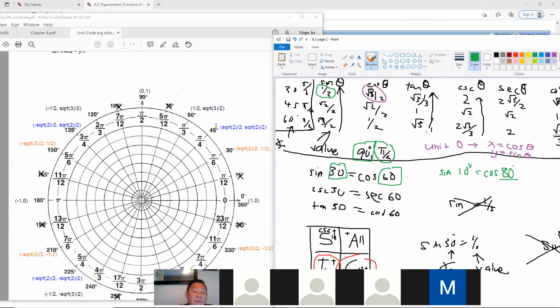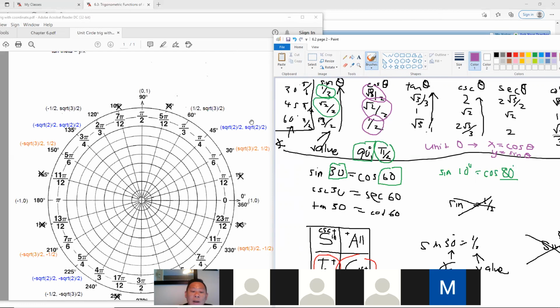And then when you look at 45 degrees, your x is your cosine, in this case √2/2, and your y is your sine theta, also √2/2. So you notice that for 45 degrees, your x and y values are √2/2 and √2/2. And then for 60 degrees, you find out that x in this case is your cosine.